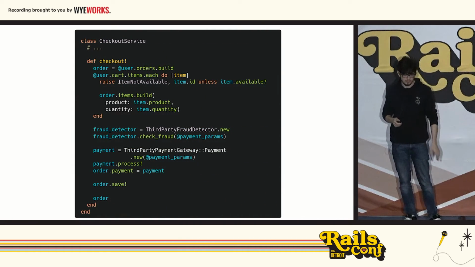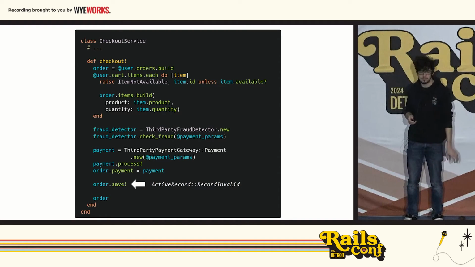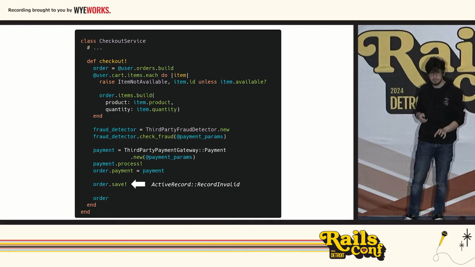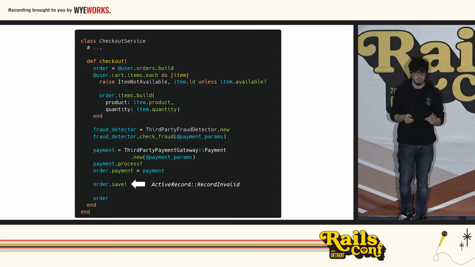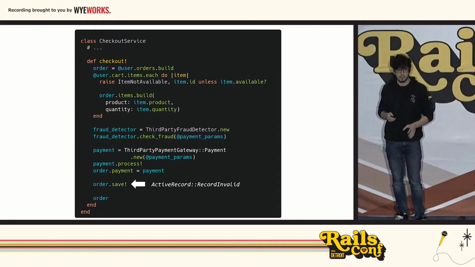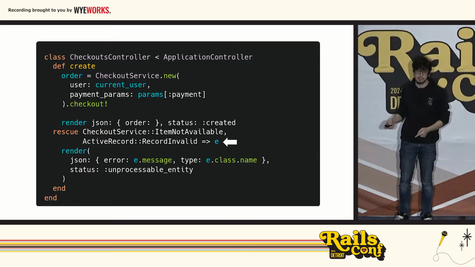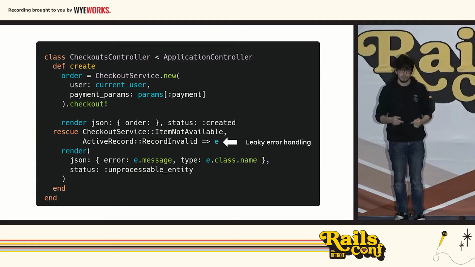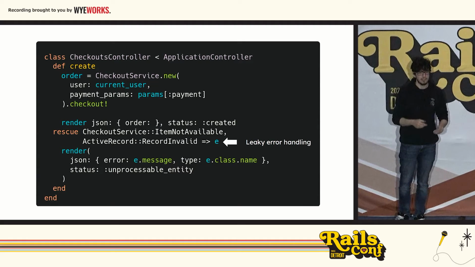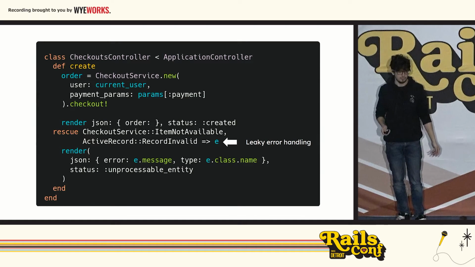So here I created another, we go back to the example that we had before, and we take a look at that one scenario that we know that when we try to save the order, if some of the object of the order object is invalid, it's going to raise an active record invalid error for us. And maybe at this point you're just wondering, okay, I just need to go back to my controller and add a rescue for that, right? The thing is that this is actually leaky error handling. This is something that makes it not clear what record was actually invalid when we were trying to persist that order, when we were trying to do that checkout through the checkout service.